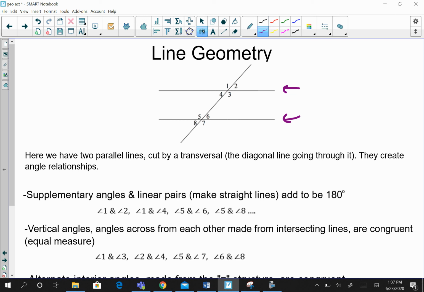You have vertical angles, which are across from each other, created by intersecting lines. So here are my intersecting lines. The angles across from each other are vertical. I know this looks like a little spaceship, but that's okay. Those are also going to be congruent, which means that they're the same.